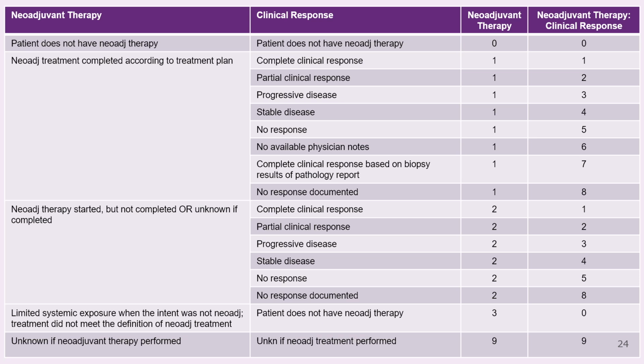Here is a table I created for the neoadjuvant therapy data field along with neoadjuvant therapy clinical response. On the left are the descriptions and on the right are the codes that match up. So if we had neoadjuvant treatment completed according to the treatment plan and the patient showed progressive disease, we would document 1 for neoadjuvant therapy and 3 for clinical response.